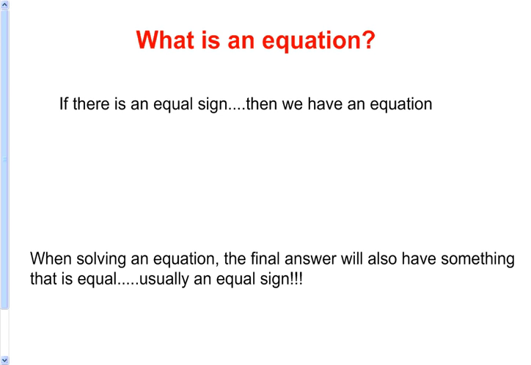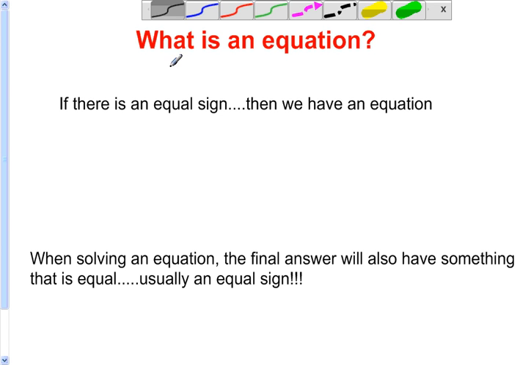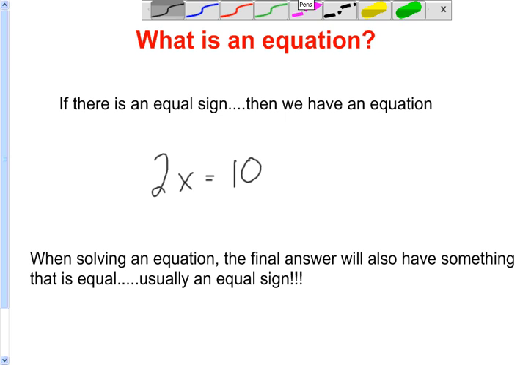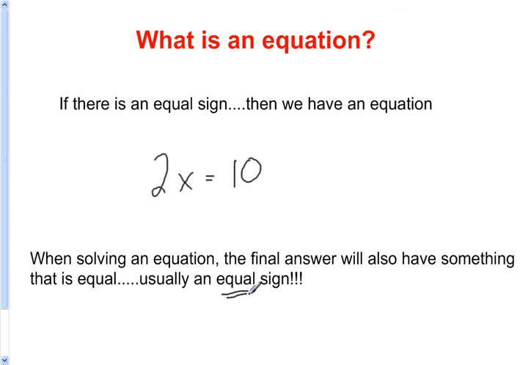So if we have something that says 2x equals 10, it's this equal sign that tells us we have an equation. And if we have an equation, to solve an equation, the final answer is also going to equal something. So if your equation at the beginning has an equal sign, at the end we're usually going to have an equal sign. Or as we'll see later, we'll be able to answer a question, what does something equal? It equals this. That's what an equation is.